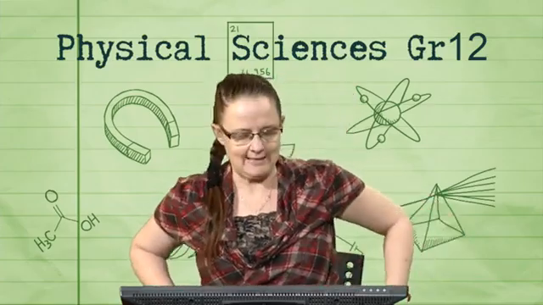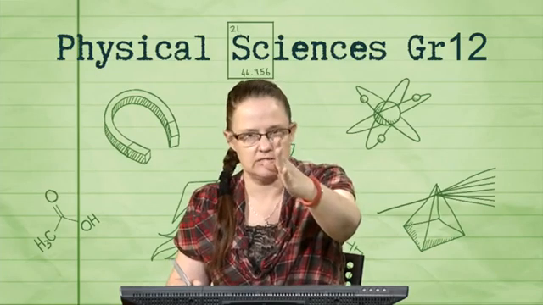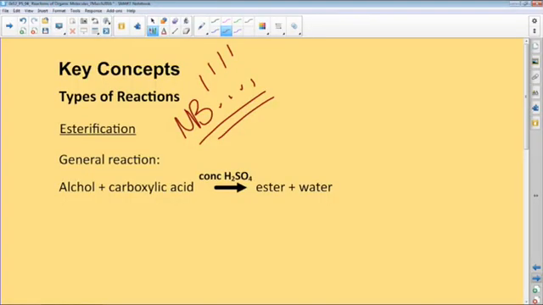So, little bit more theory before I let you go for a small break. We need to look at esterification. NB. Extremely important. I promise you're going to get esterification. It's also one of your pracs. If you take an alcohol, add a carboxylic acid, use concentrated sulfuric acid as a catalyst, you will get an ester and water.